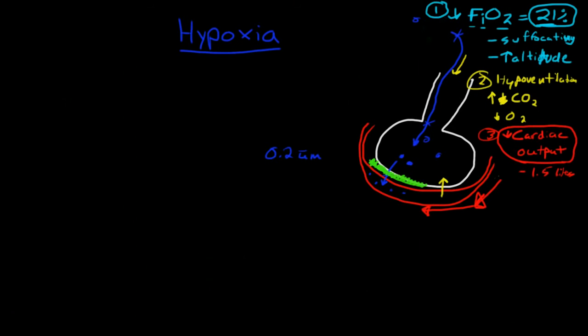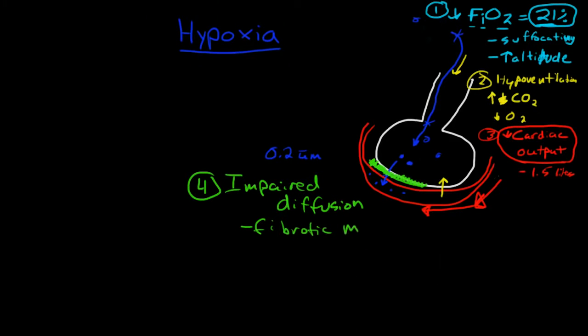because it's crossing a thicker membrane. So number 4 here would be impaired diffusion, and this happens with some diseases that cause pulmonary fibrosis. So fibrotic membrane. And we have ways of measuring diffusion.